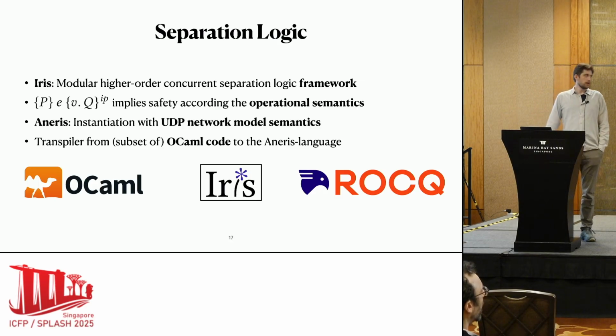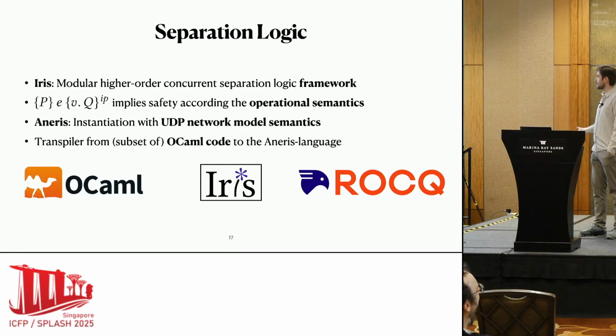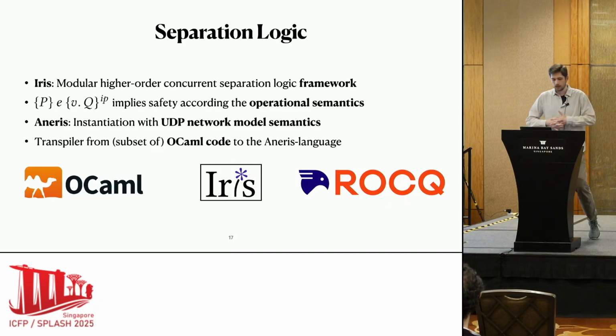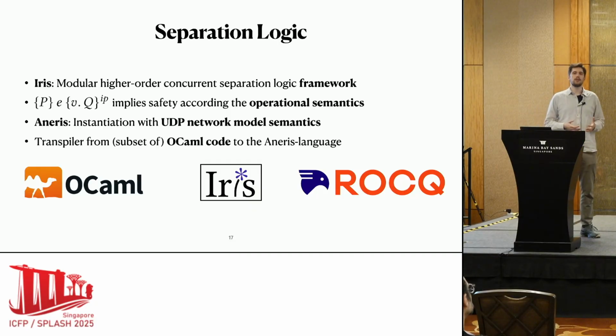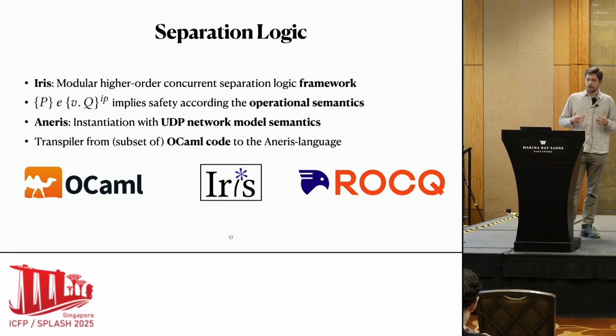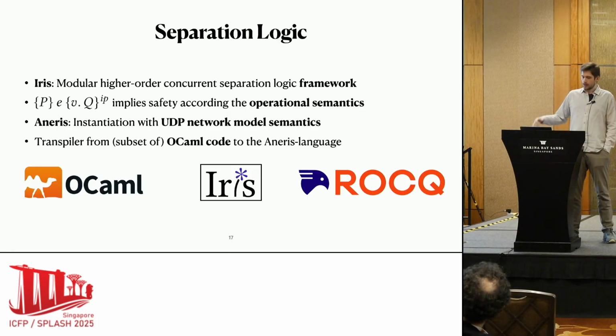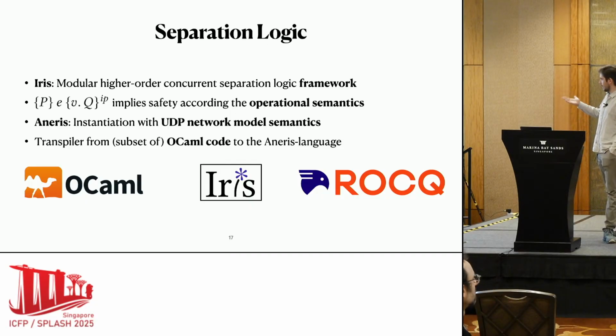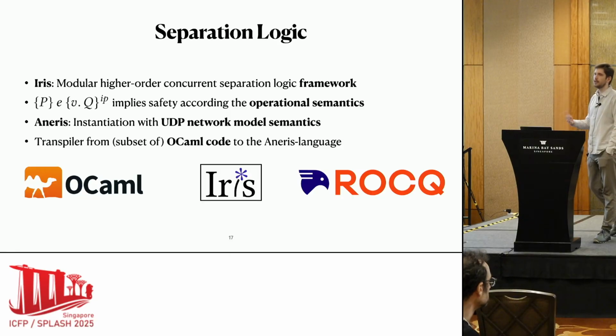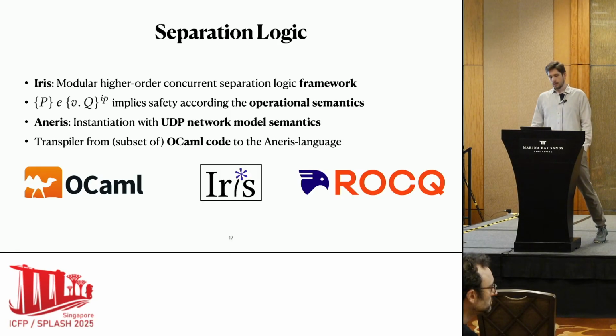Our tool of choice to solve this problem is separation logic. So, like many others, we use the Iris framework. In Iris, usually when we prove a Hoare triple, that implies safety according to some operational semantics. And because Iris is a framework, we can instantiate it with the semantics of our choice. Our instantiation is called Aris. In Aris, we model the network. We model a UDP-based network where messages can be reordered, dropped, and duplicated. So we have tried to at least capture a quite realistic network model.